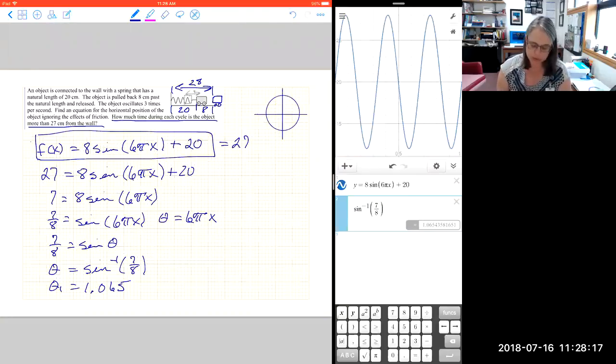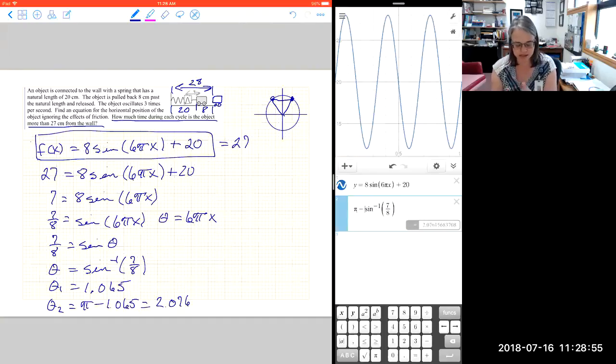Where is 1.065 on my unit circle? Well, it's less than 1.5, which means it's less than theta over 2, so I'm somewhere in quadrant 1, right? So my next angle will be in quadrant 2, so my theta 2 will be pi minus 1.065, which is 2.076.